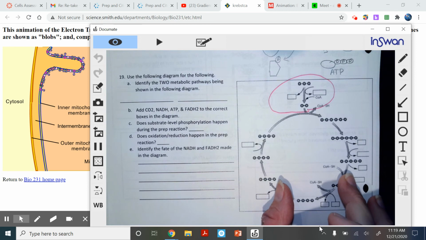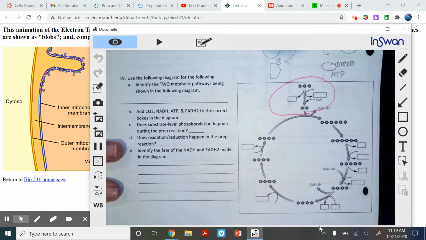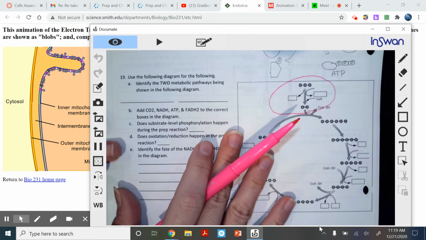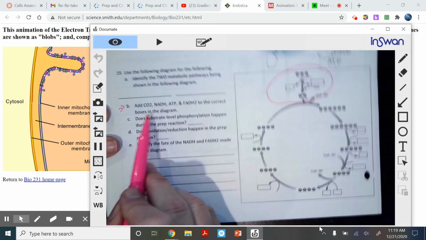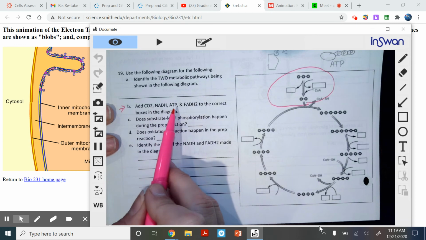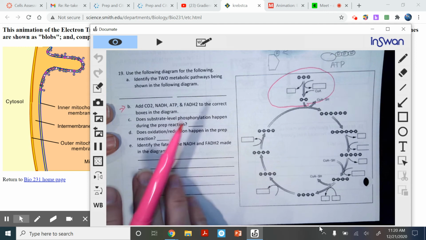That's something that I think is also confusing. Remember, metabolism just simply means when molecules are being built or broken down. And so if I say 2 metabolic pathways of respiration, we're talking about glycolysis is a metabolic pathway. The prep reaction is a metabolic pathway. It's just a fancy way to say steps of respiration. Okay. All right. Let's see if we can do B. It says add CO2, NADH, ATP, and FADH2 to the correct boxes in the diagram.